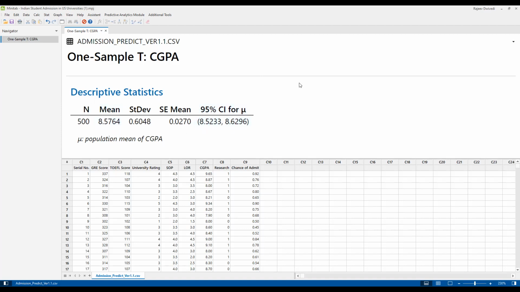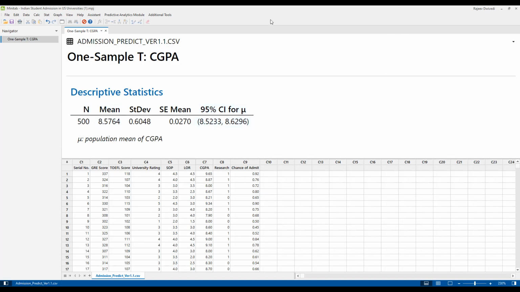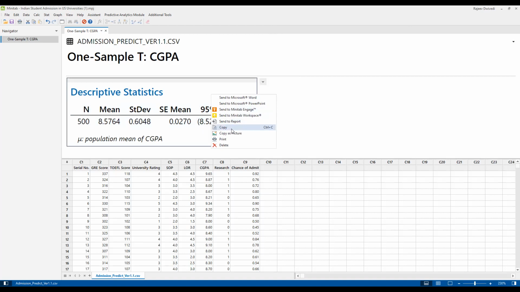Now let me show you on the whiteboard or here. So basically, 8.5764, and let me copy this and use it on the whiteboard.